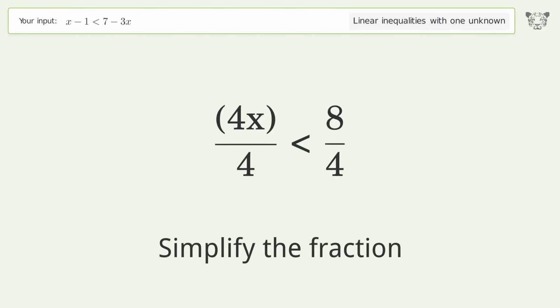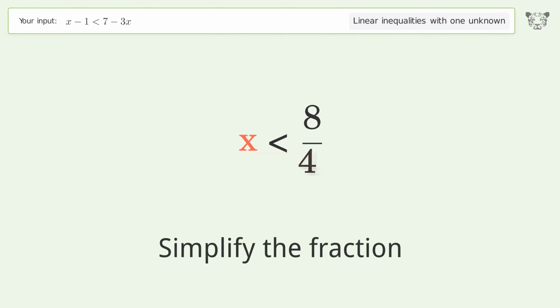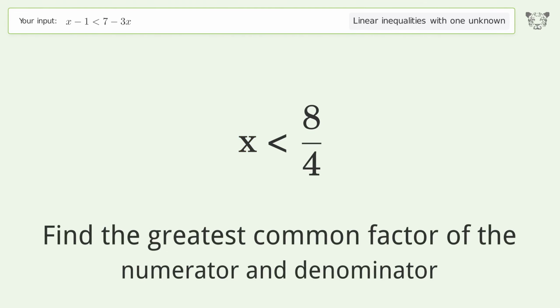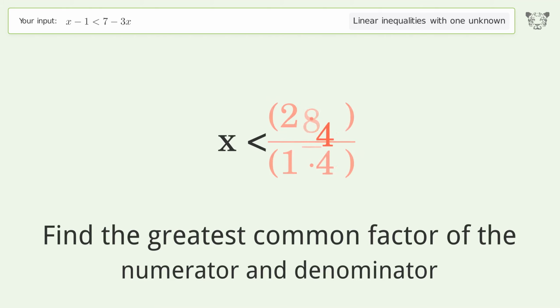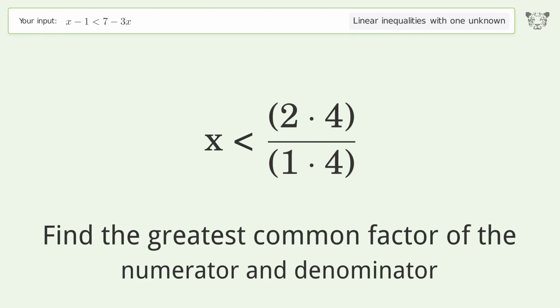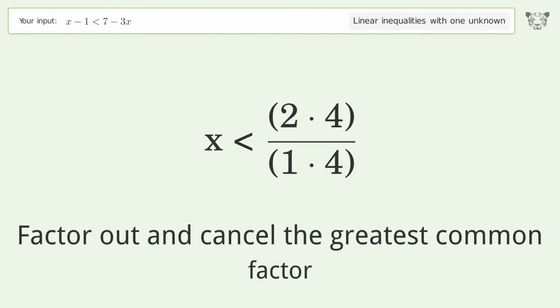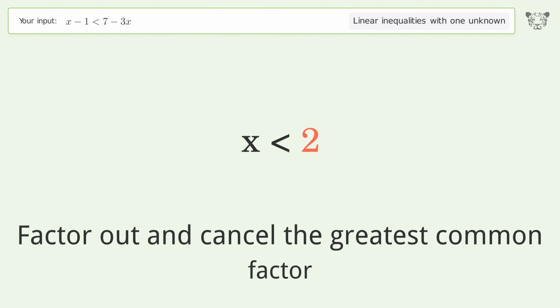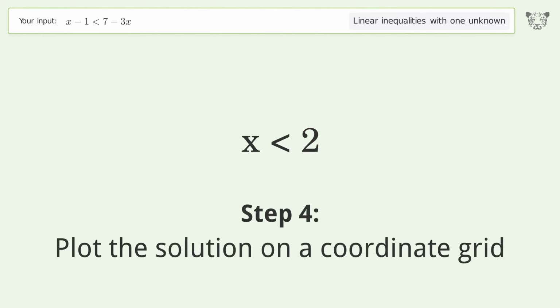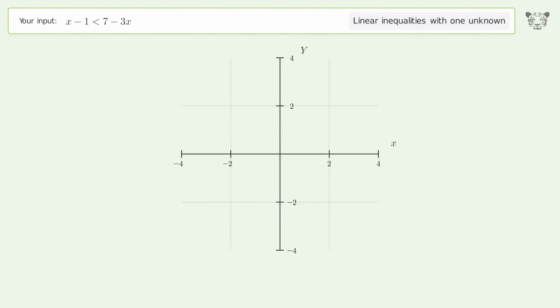Simplify the fraction. Find the greatest common factor of the numerator and denominator. Factor out and cancel the greatest common factor. Plot the solution on a coordinate grid. And so the final result is x smaller than 2.